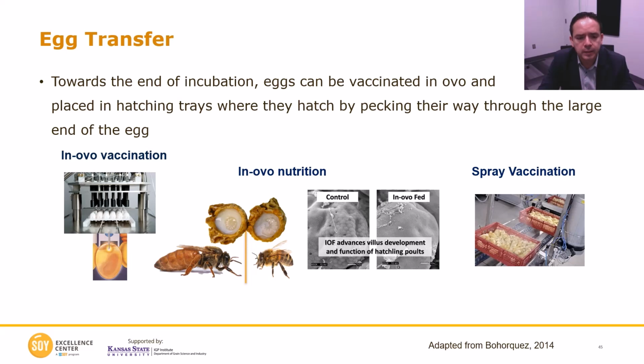Also, hatcheries can use no vaccination, or they can use a spray vaccination after the chicks hatch at 21 days of age.